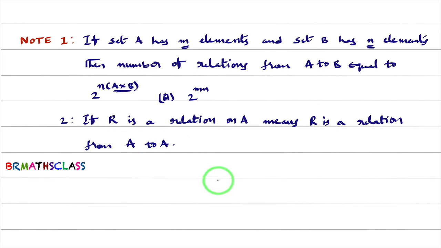From now onwards, you remember this. Whenever you see R is a relation on set A, it means that R is a relation from A to A. In case, while solving the problems, they give that R is a relation on the set of natural numbers, it means that R is a relation from natural numbers to natural numbers. I hope you understand the definition of a relation.